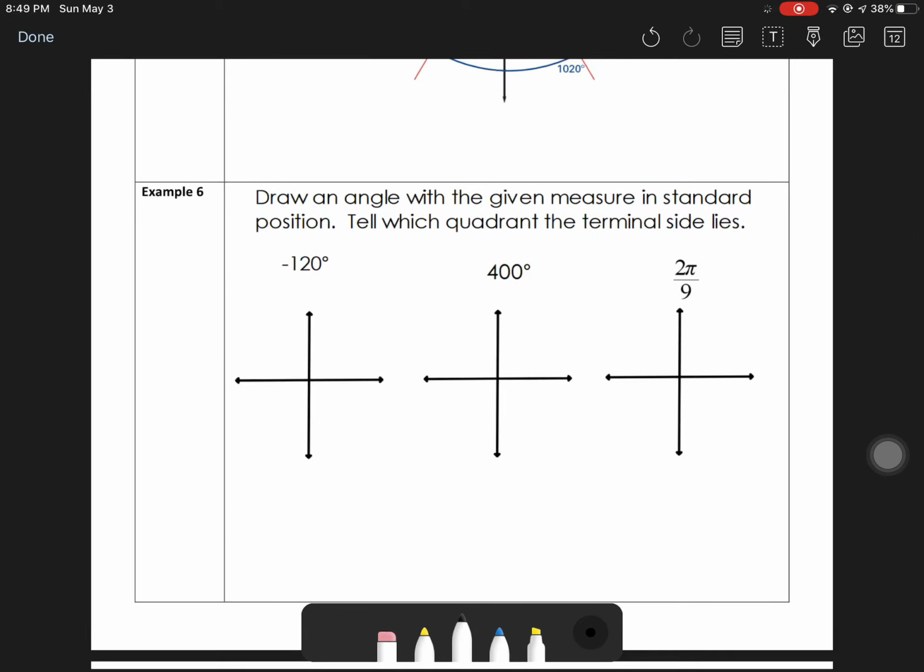So here we want to draw an angle with the given measure in standard position and then tell which quadrant the terminal side lies in. So negative 120. Remember, if it's negative, we have to go down. So we think of this as 0 degrees right here. So if we're going down 120, this would be negative 90 because we would complete that. So it's going to be approximately right there. There's our negative 120. And this is quadrant 3 that it falls in.